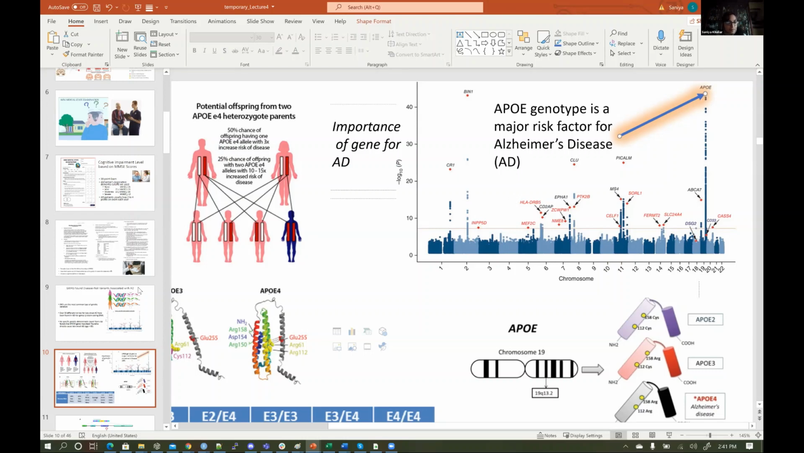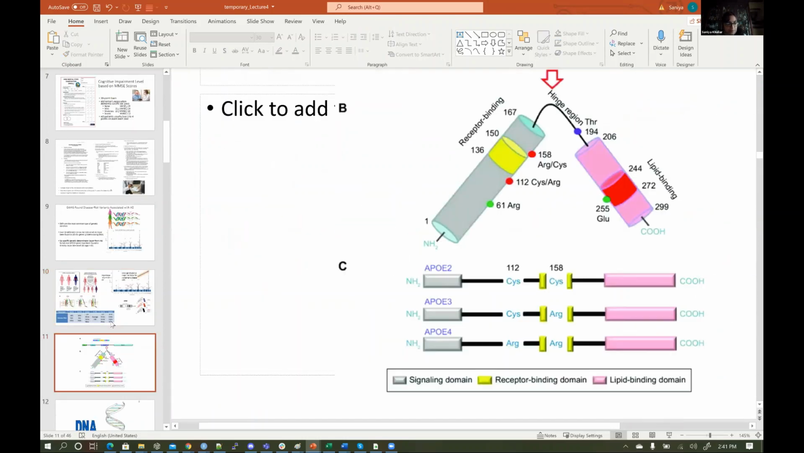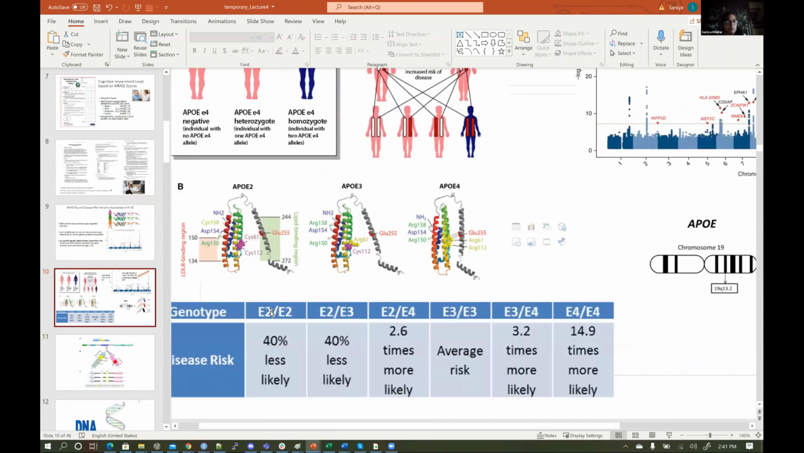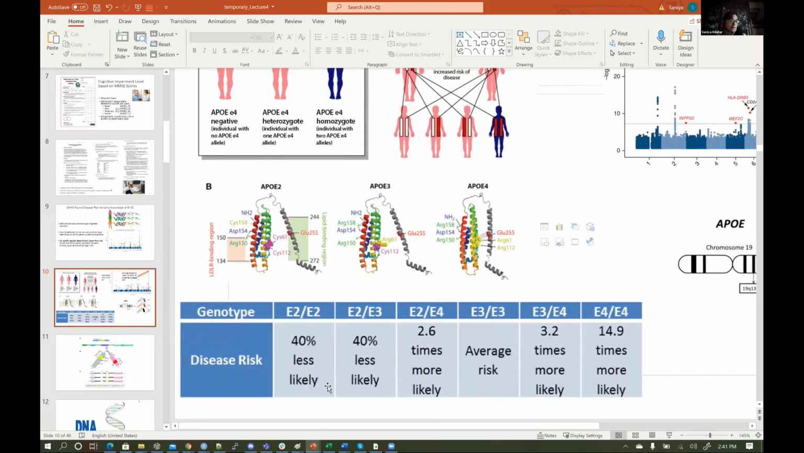In fact, what people are saying is that, oh gosh, if you have this E2 version from one parent and E2 from another parent, what actually happens is that you are 40% less likely to have Alzheimer's disease. So it actually is super protective. It protects you against Alzheimer's and dementia.